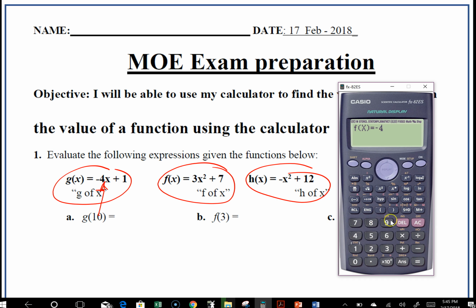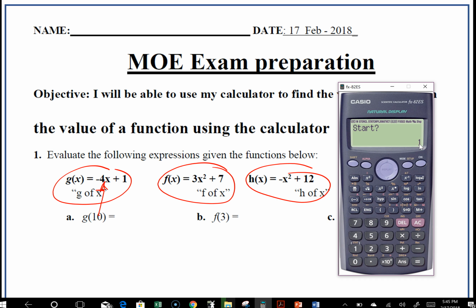-4. Now to get the x, I need to see how here the x is red. So I come up here and hit alpha x plus 1. So that's my expression, or my function. Now I'm going to hit equal sign, and it says where do I want to start.